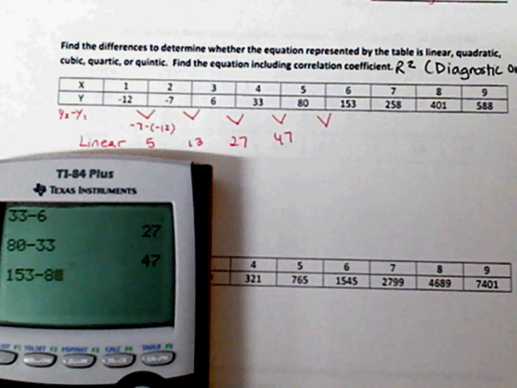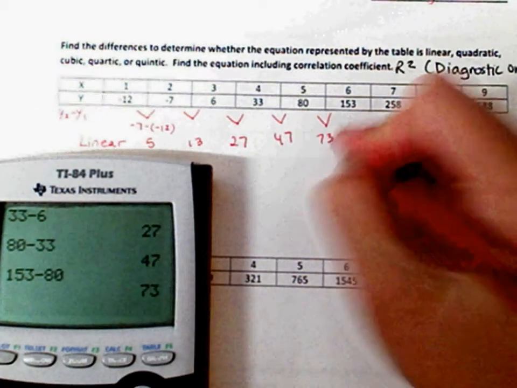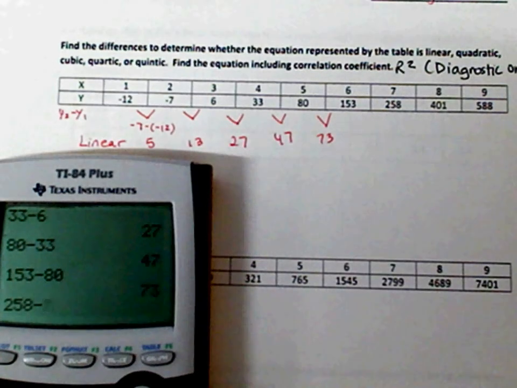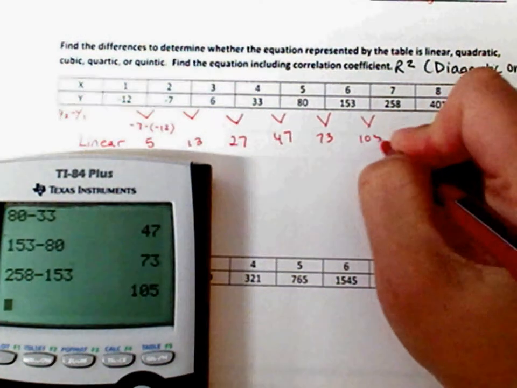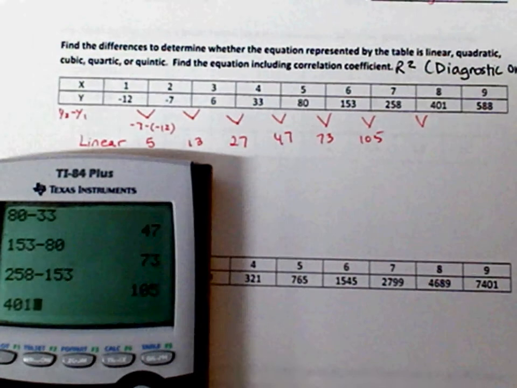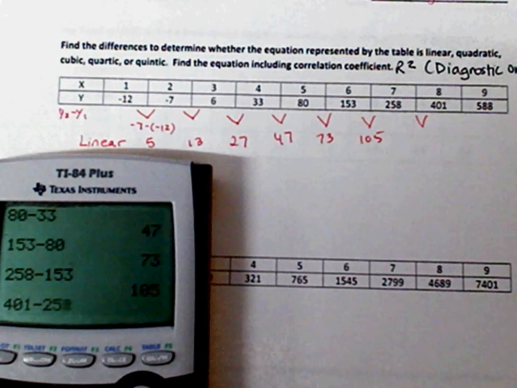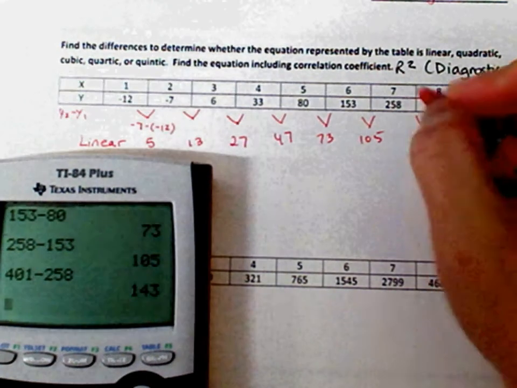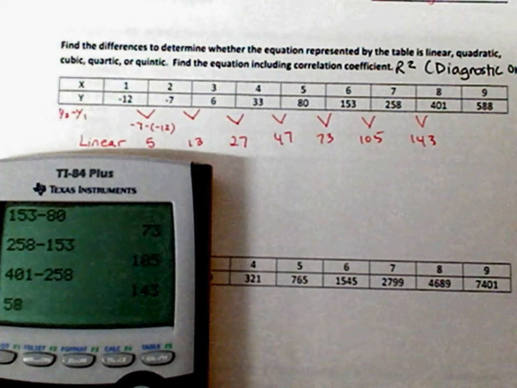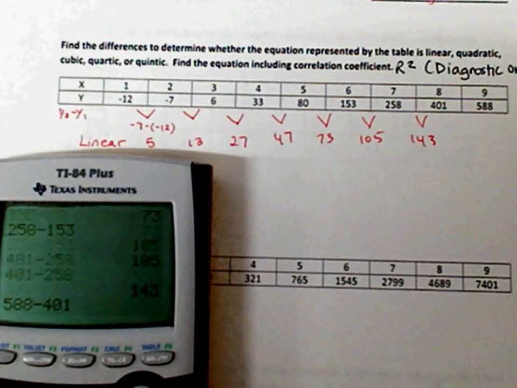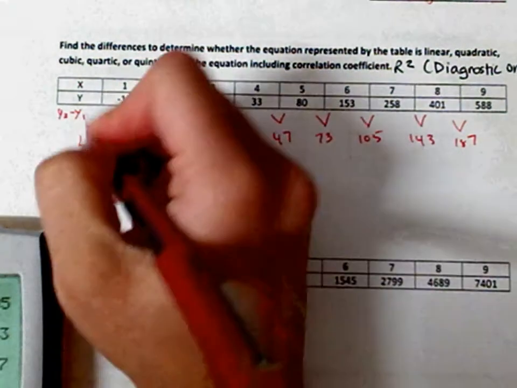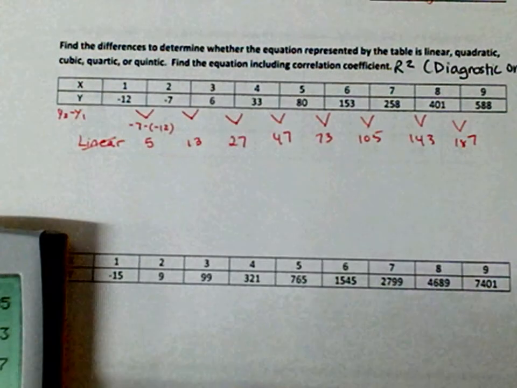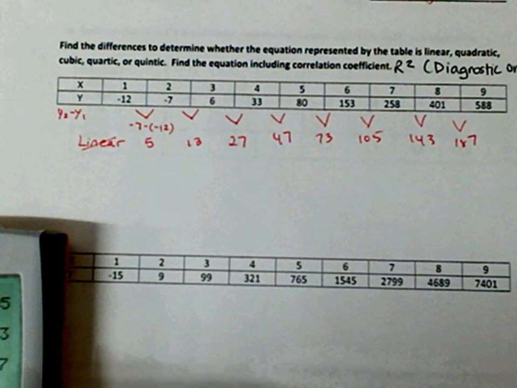153 minus 80. 258 minus 153. 401 minus 258, 588 minus 401. As you can see, this is not linear. So our second differences will tell if it's a quadratic.